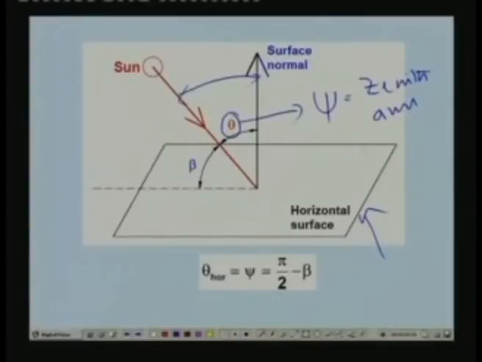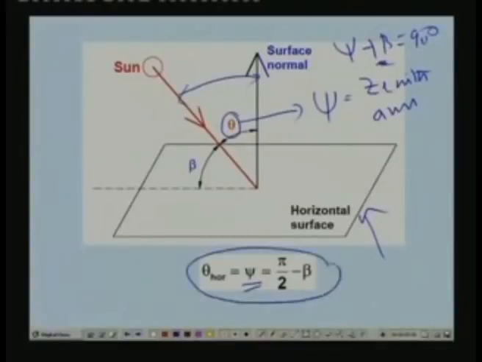As we know, zenith angle plus beta is 90 degrees. So theta is equal to pi by 2 minus beta. So if the surface is horizontal, then once you know the altitude angle, you can easily find out what is the angle of incidence.